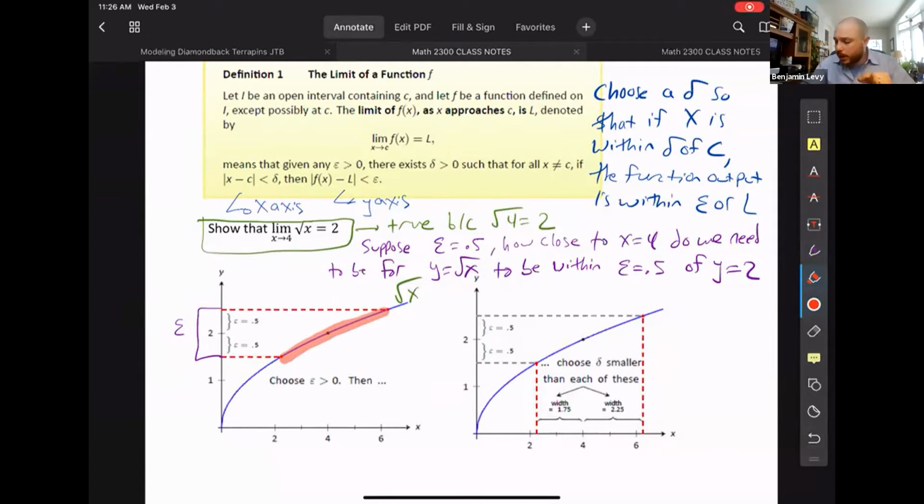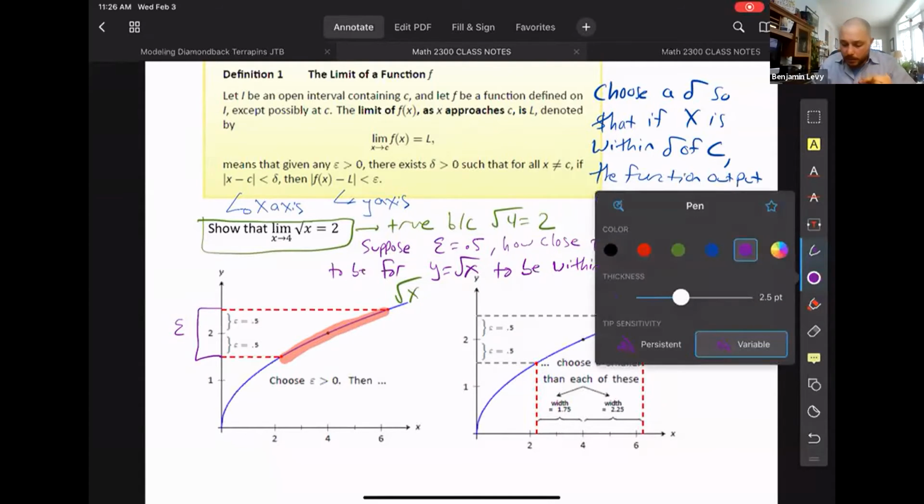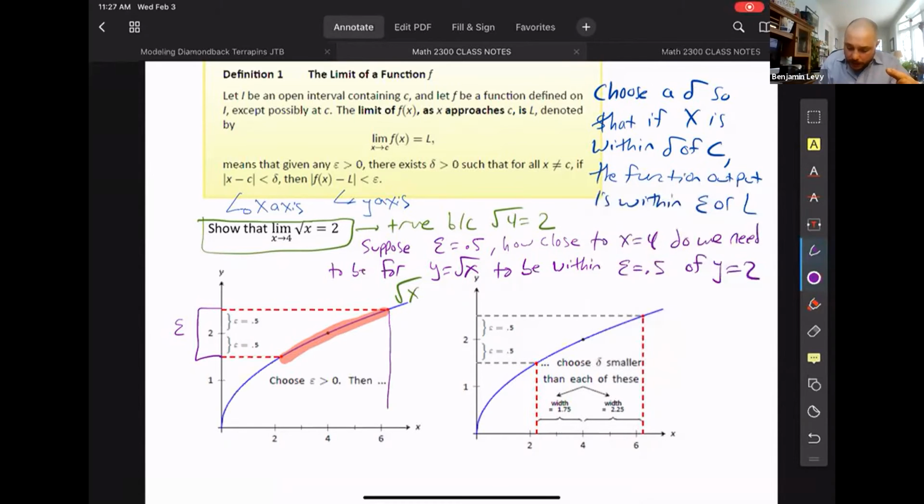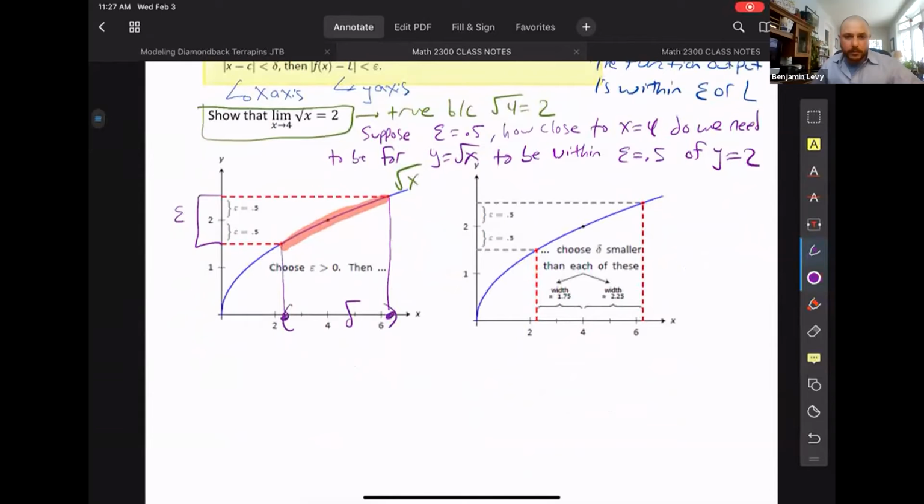The question is, where do I need to be on the x-axis? Well, very clearly, just looking at the picture, I need to be between this location and this location. And so if delta is somewhere in here, then the output is going to be somewhere within that range. That's sort of what we're trying to say. But let's say it carefully mathematically.